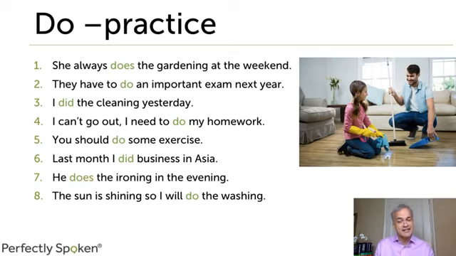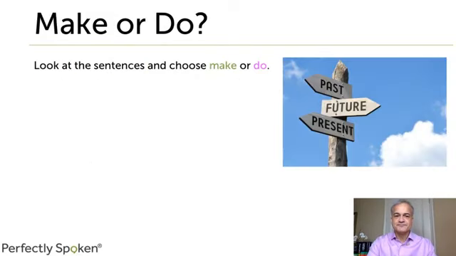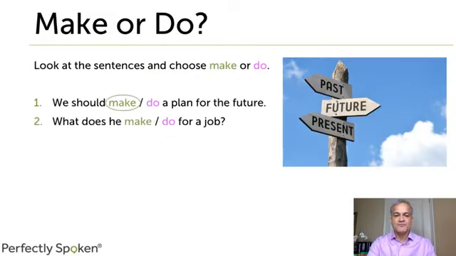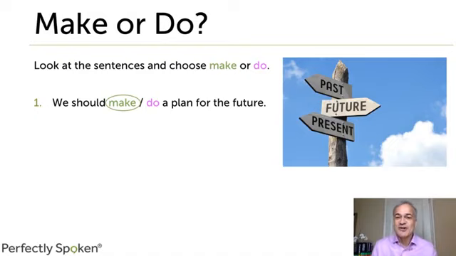Okay, again, difficult, but hopefully right. Right, here's an example. Look at the sentences and you choose do or make. We should make a plan or do a plan for the future. We should make a plan for the future.